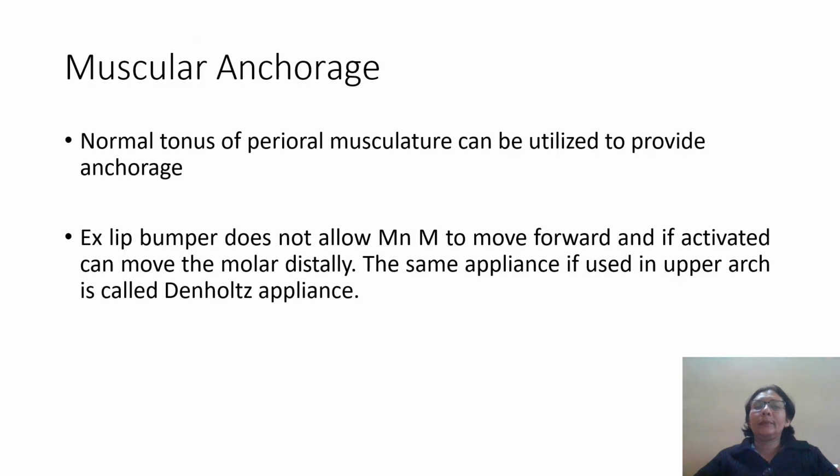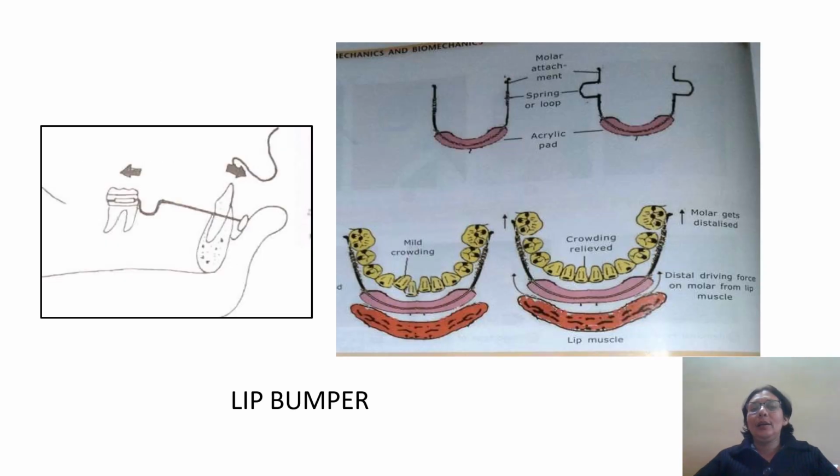Muscular anchorage: the normal tonus of perioral musculature can be utilized to provide anchorage. Like a lip bumper, it does not allow mandibular molars to move forward, and if activated, it can move the molar distally. The same appliance when used in the upper arch is called Danforth's appliance. You can see in this a U-loop is being made. Because of this U-loop, the molar will not move forward, but whenever the lower lip exerts pressure on the acrylic pad, there will be some amount of distal movement of the molar. So a lip bumper can be used for space regaining, for molar distalization, for providing anchorage, and for correcting the habit of lip trap.